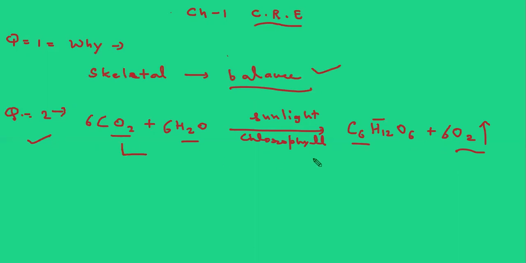And from carbon dioxide, there is an addition of hydrogen, so it is a reduction actually. So carbon dioxide is being reduced here. So in photosynthesis, what will happen to carbon dioxide? Remember that it is being reduced to glucose.